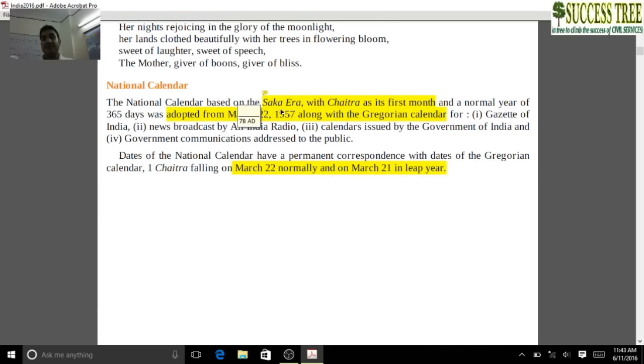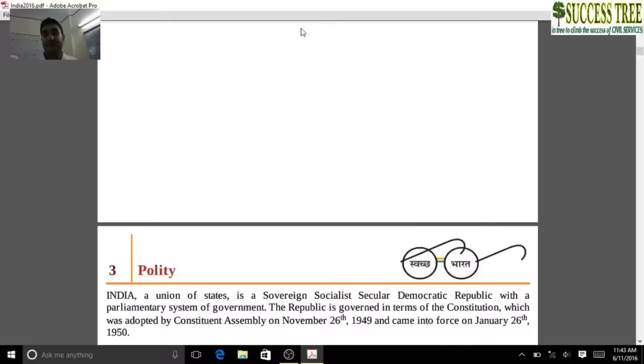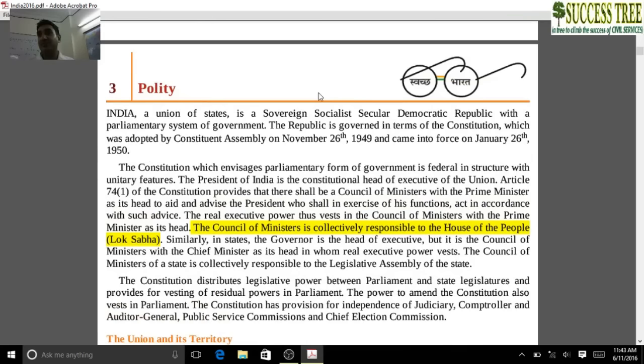Sakaira, 78 AD. If you remember the Kushanas, Kanishka, they started the Sakaira. If you read the history book, you can find it. However, different historians claim differently, but this is one of the views by various historians, and that is also given in our NCERT books.